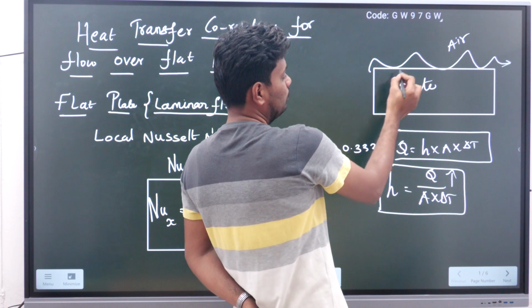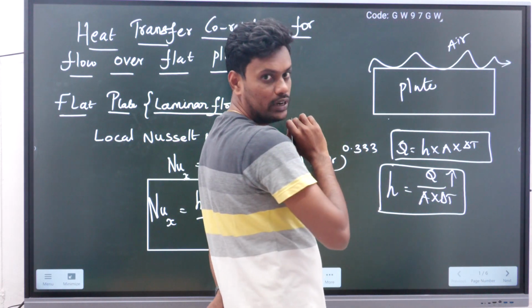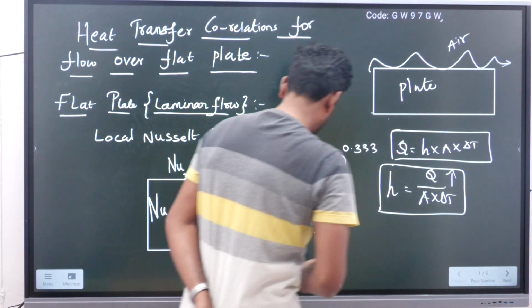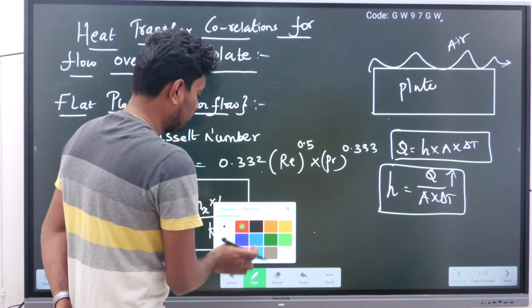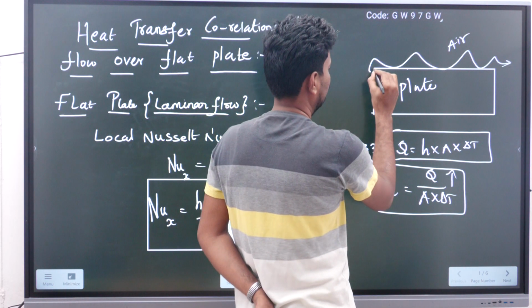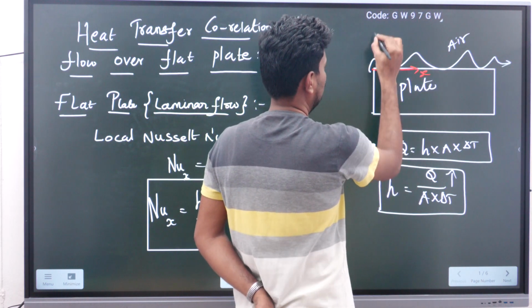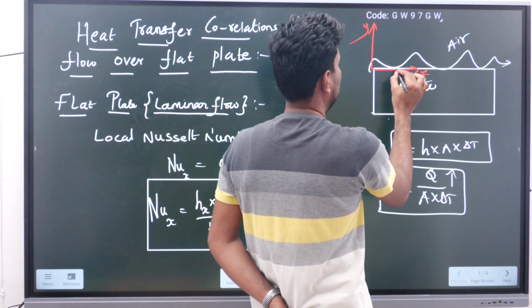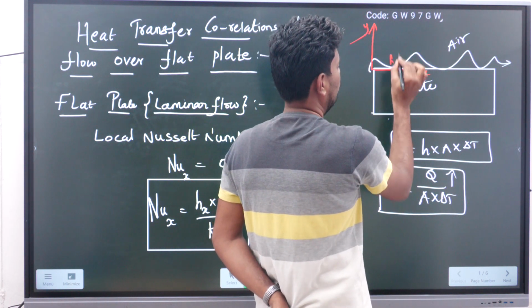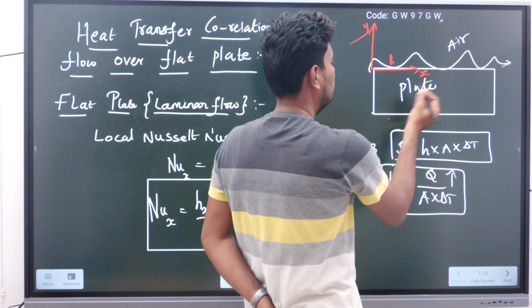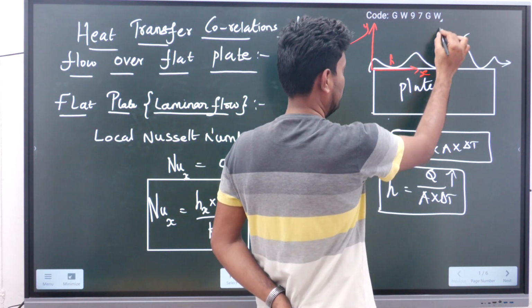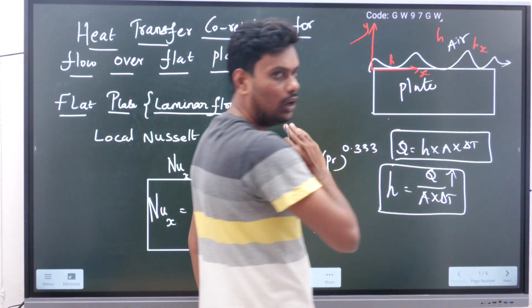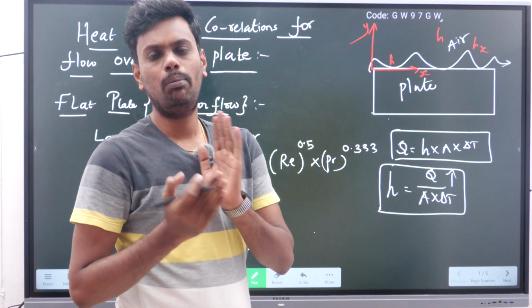For example, at this point I want to know the heat transfer coefficient. Let us take, I will give some colors, this is the x-axis, and this is the y-axis. At this point I want the h value. What is the h value? And suppose at this point I want the h value. Suppose at this point I want the h value. These are all hx, meaning a local point.